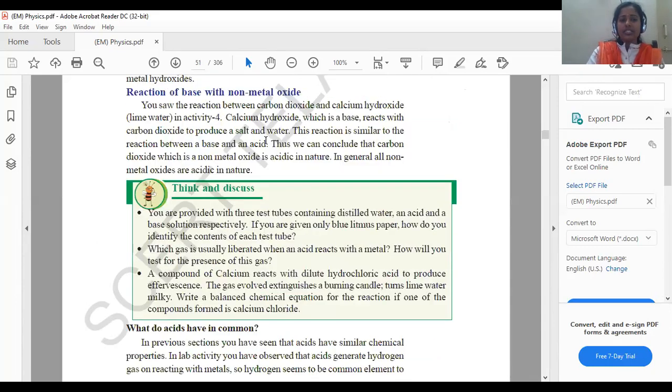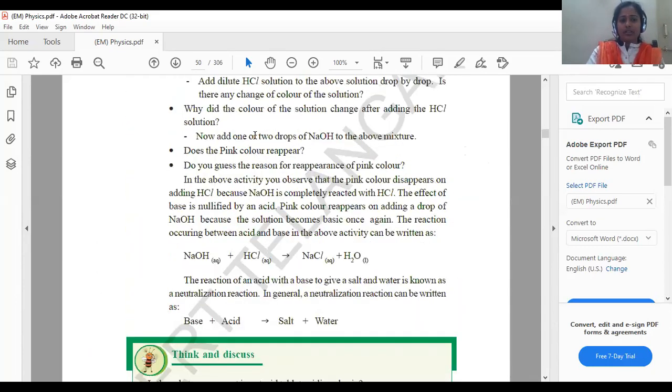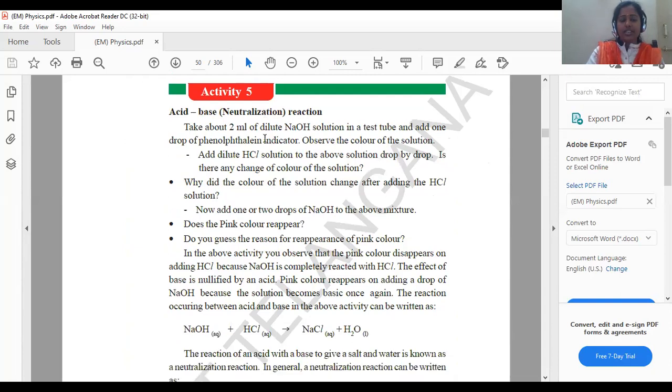Here, you can observe neutralization reaction. Let us move on to acid-base neutralization reaction activity number 5, where we are taking 2 ml of sodium hydroxide in a test tube. Sodium hydroxide was taken in the test tube, and to this phenolphthalein indicator will be added. Indicator is used to identify where the reaction got completed. Completion of the reaction is indicated, which is also known as equivalent point and end point. Whenever phenolphthalein indicator is added to sodium hydroxide, it will be observed in pink color.